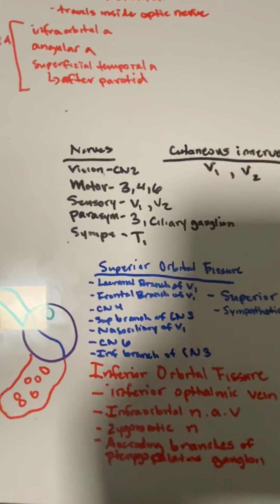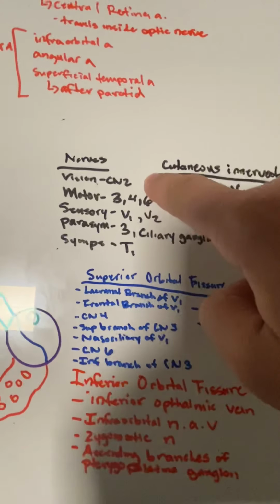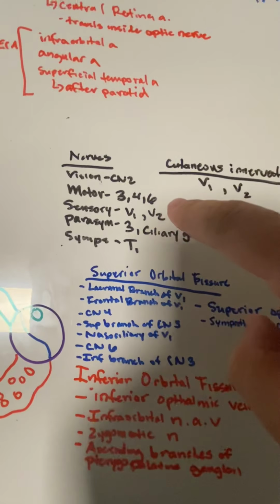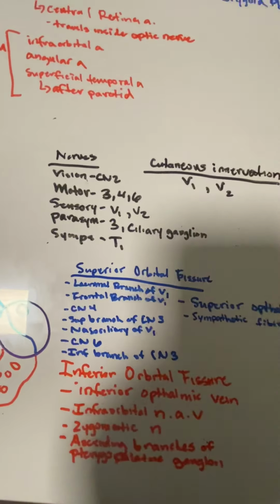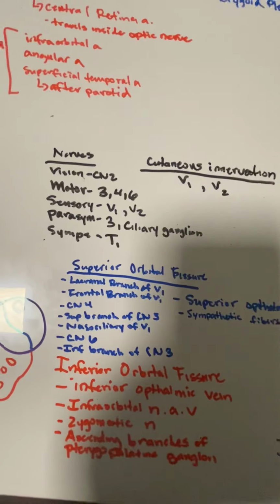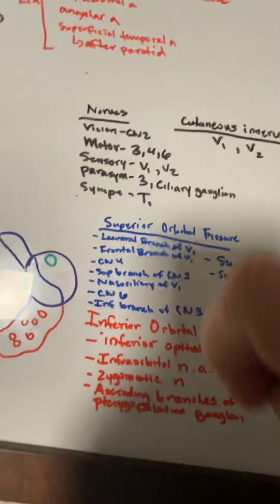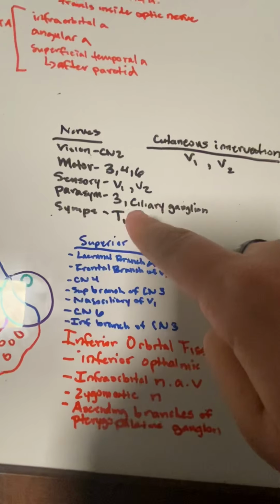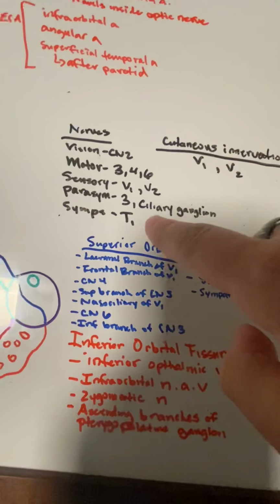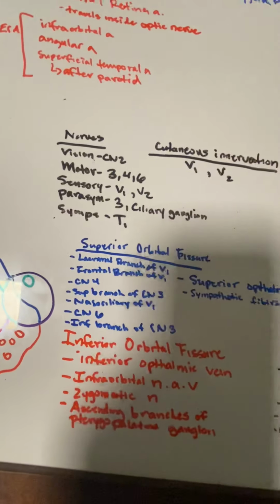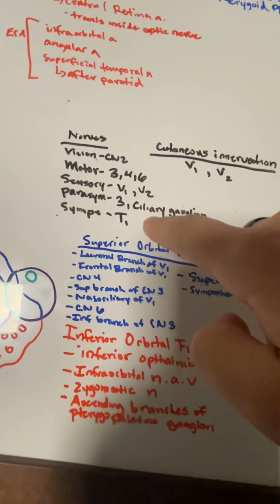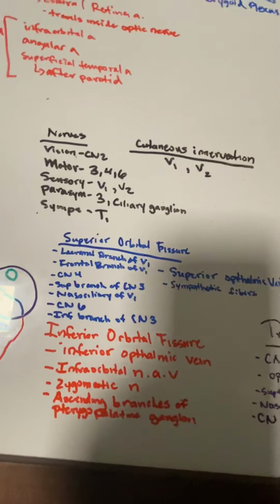There's a lot of nerves. Cranial nerve 2 is vision, motor is 3, 4, and 6. Sensory is V1 and V2, and then cutaneous sensory is going to be V1 and V2 as well. Parasympathetics is 3, and then ciliary ganglion. And sympathetics is T1, and it's from that superior cervical ganglion.